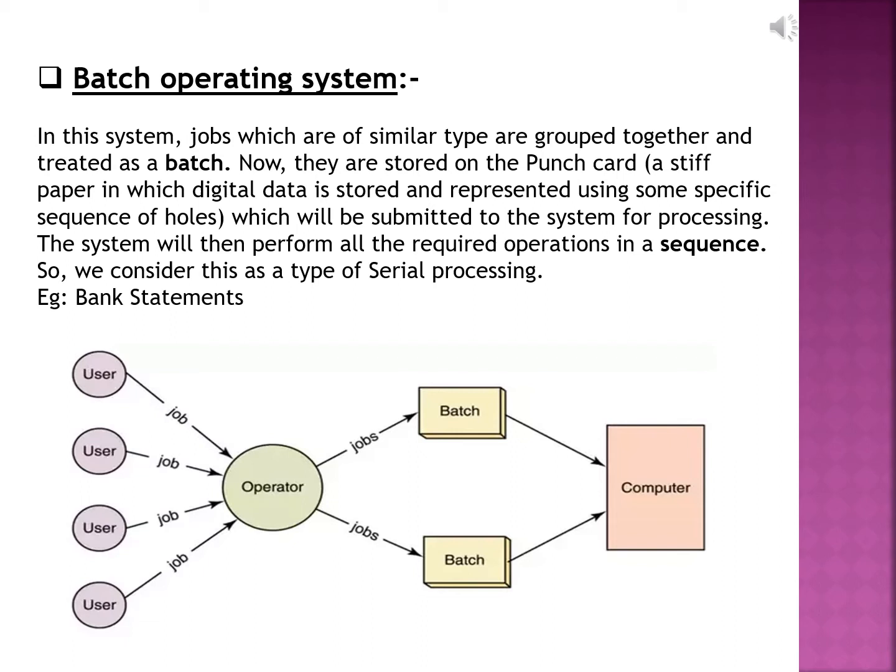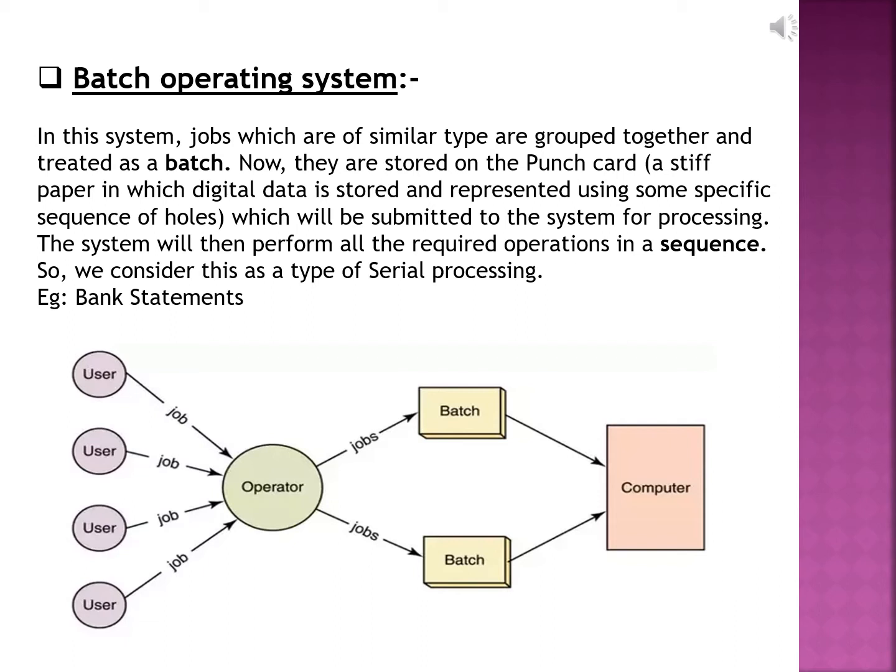When a job completes its execution, its memory is released, and the output for the job gets copied into an output spool for later printing or processing. User interaction in the batch processing system is minimal. Once the system accepts the jobs from the users, the user is free. That is why we can use batch processing systems in large organizations these days.